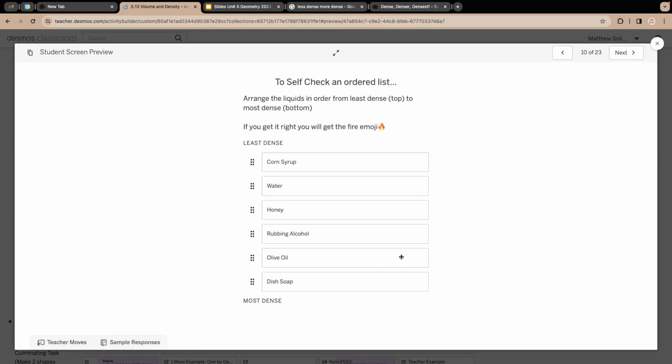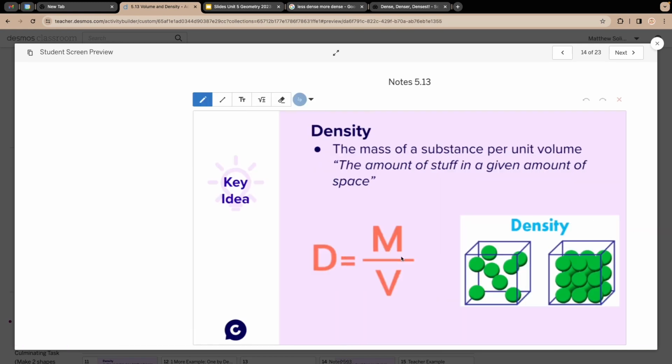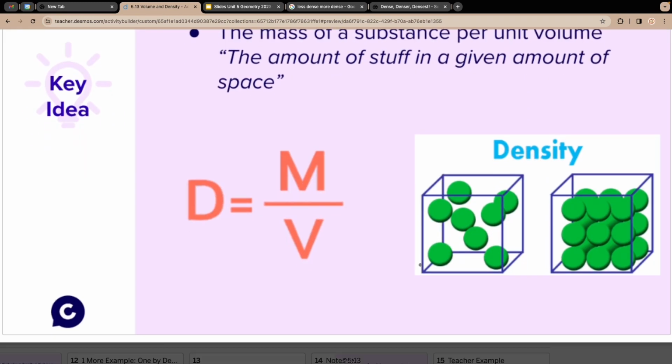If we had a lot of mass, a lot of stuff in a certain amount of space, this would be more dense than this one, because that is less stuff in the same amount of space, so this is less dense. Some things are really dense, like a bowling ball, really heavy, but maybe a balloon is the same size as a bowling ball, but it's way lighter, so it is less dense.